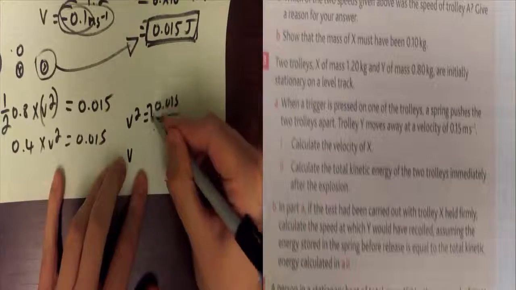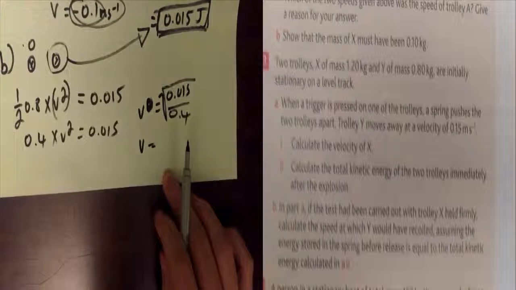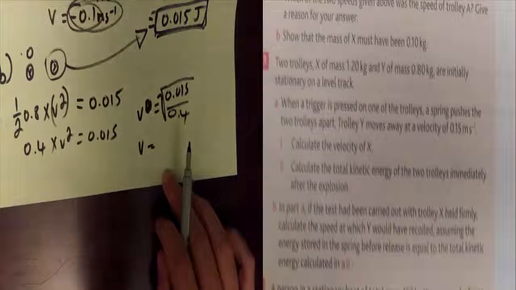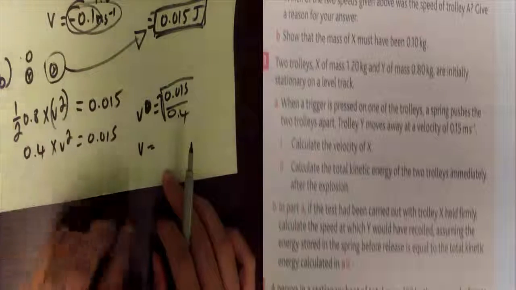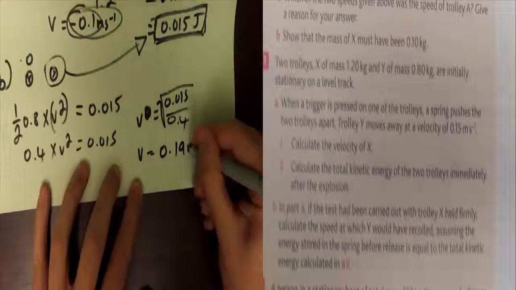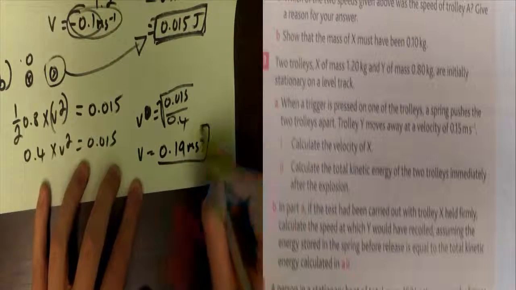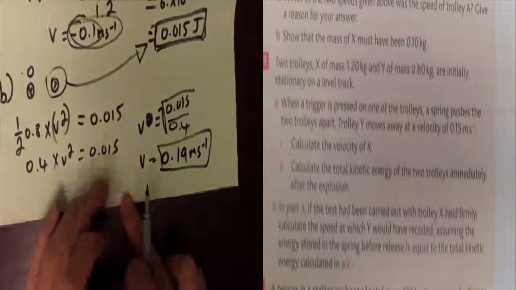If we square root this, if we square root that, we get V. Nice and sweet. 0.4, and that gives us an answer of 0.19 meters per second. That's what Y would have if it got all of the energy.